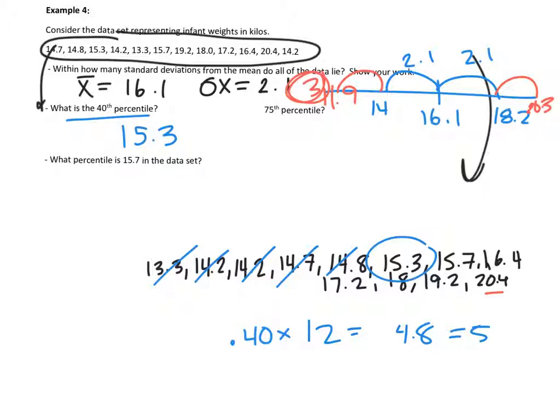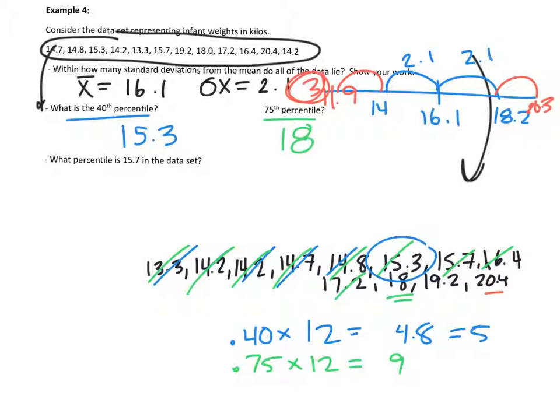Then to do the 75th percentile, I'm going to do 0.75 times 12. So 3/4 of 12 is 9. So I'm going to cross off 1, 2, 3, 4, 5, 6, 7, 8, 9, and get the 10th number. So it's 18.